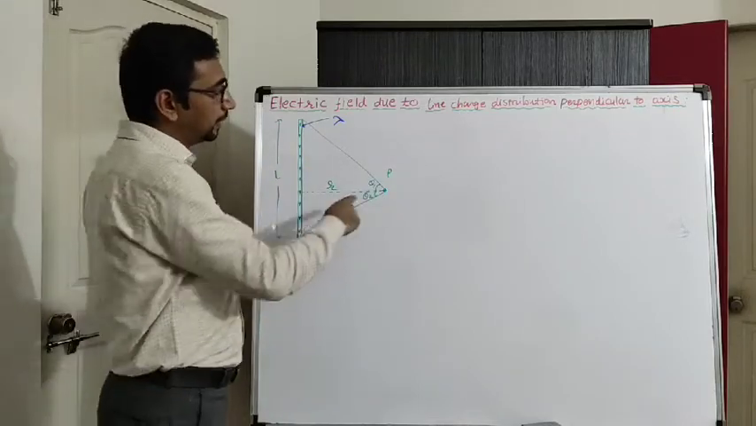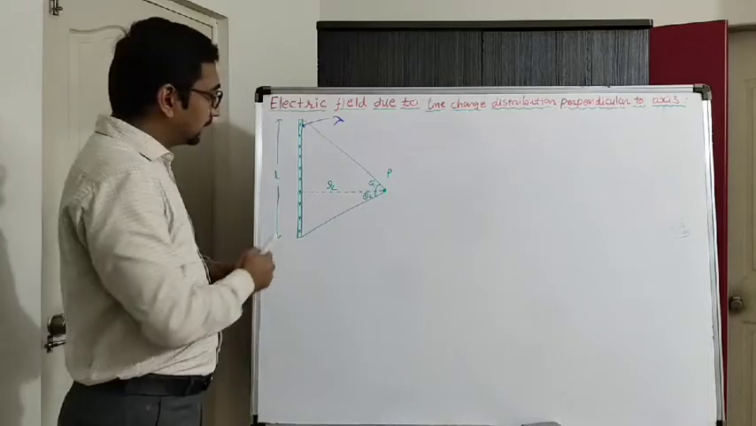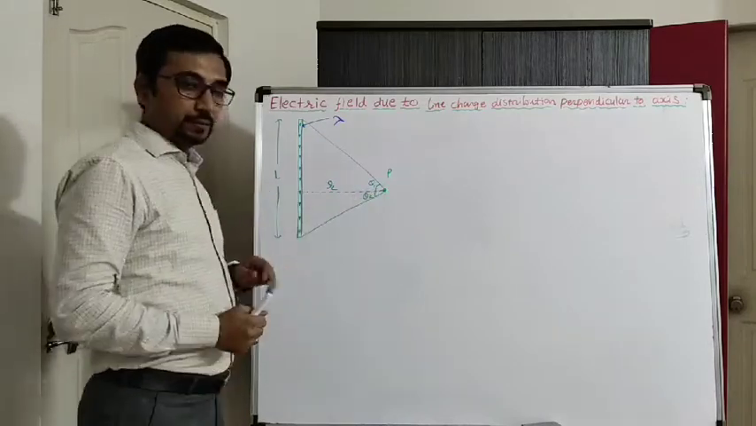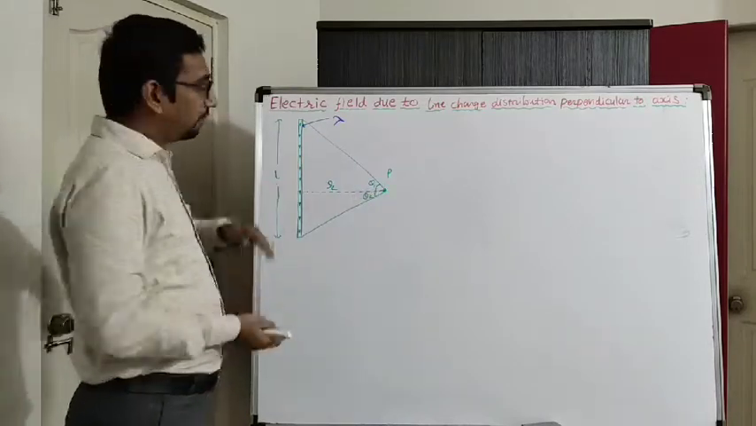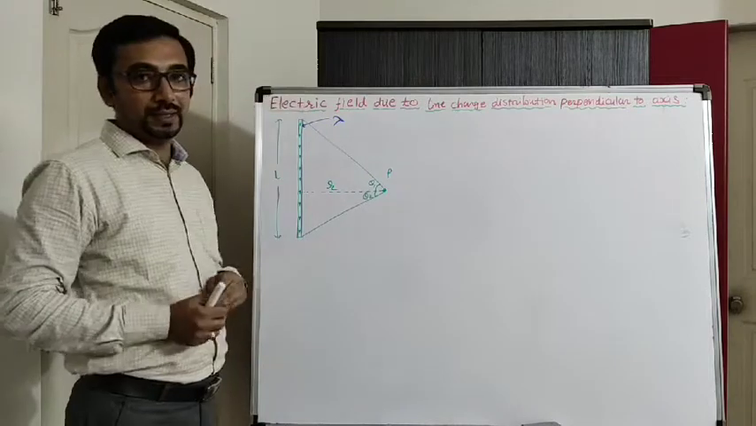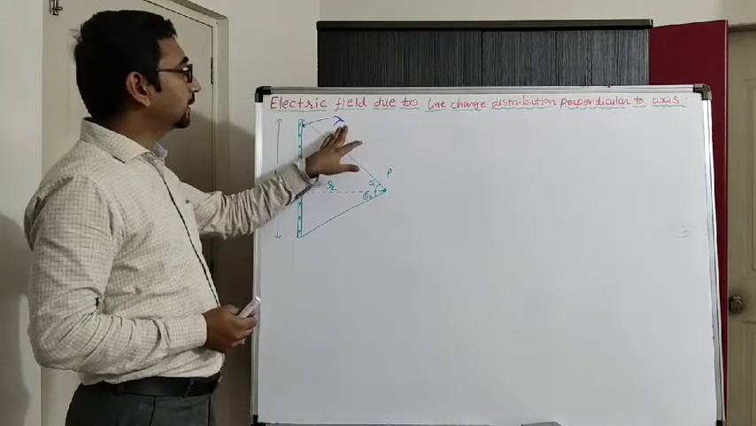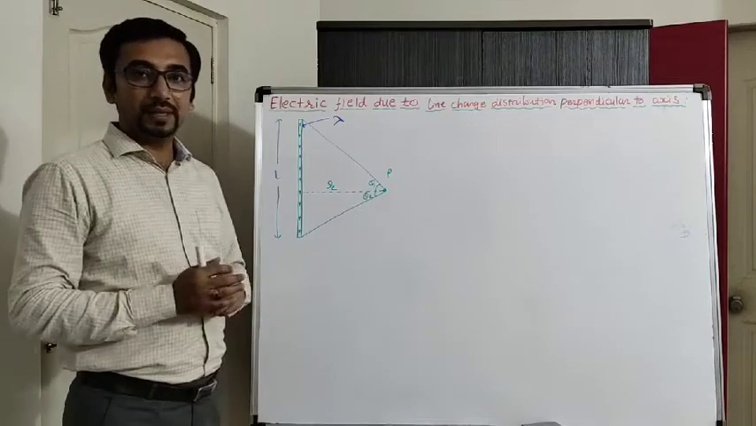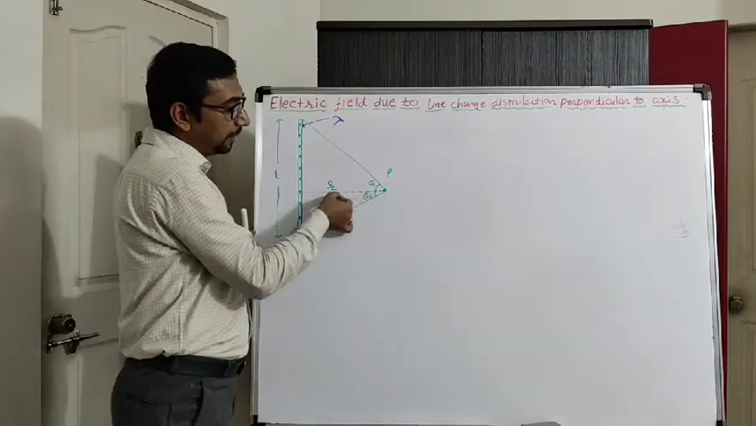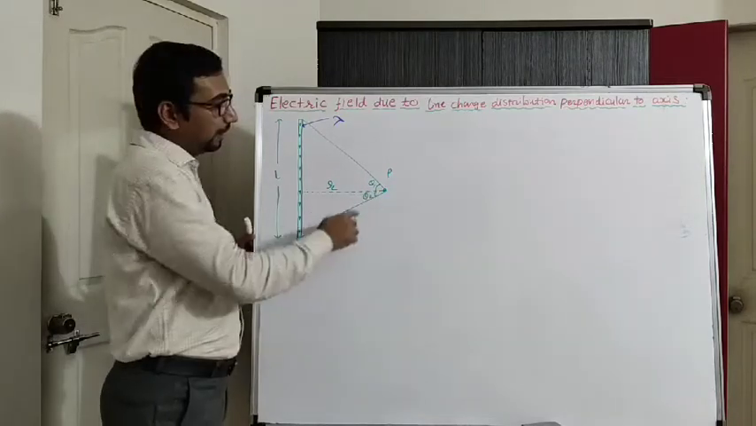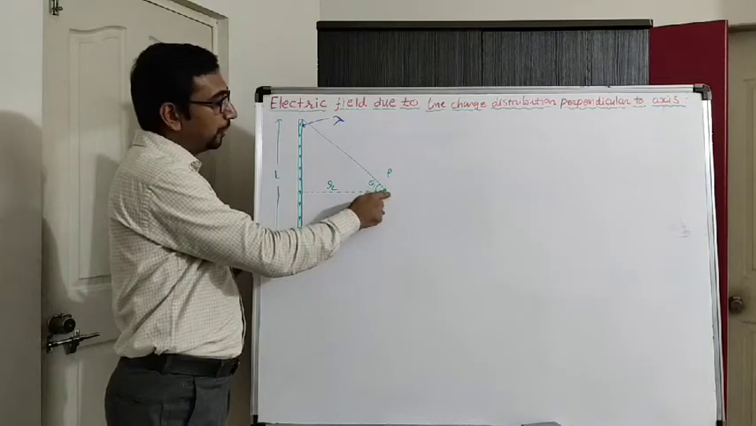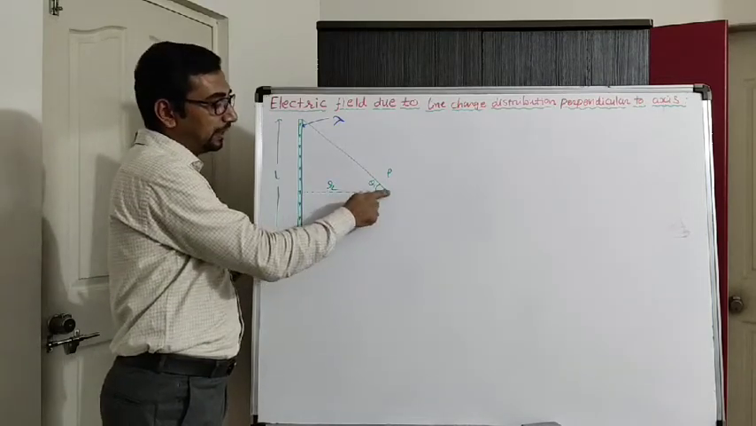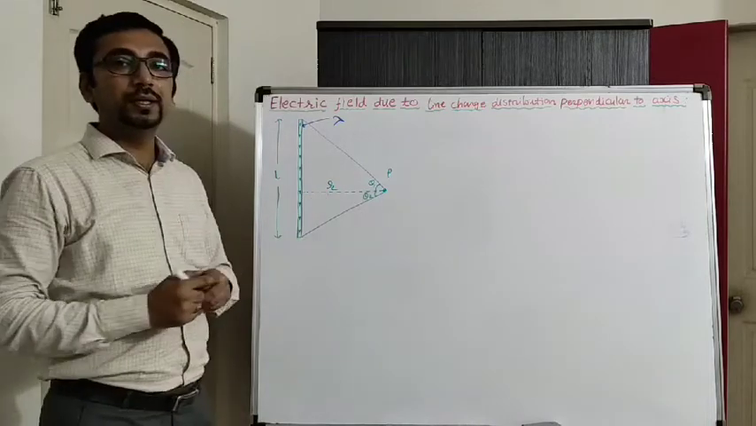So suppose we take a point P which is at distance r from the wire. The wire is of finite length L and it is uniformly charged. We will consider the linear charge density as lambda. We want to find the electric field at point P. Now the angle subtended from point P to one end is θ1 and at the other end it is θ2.